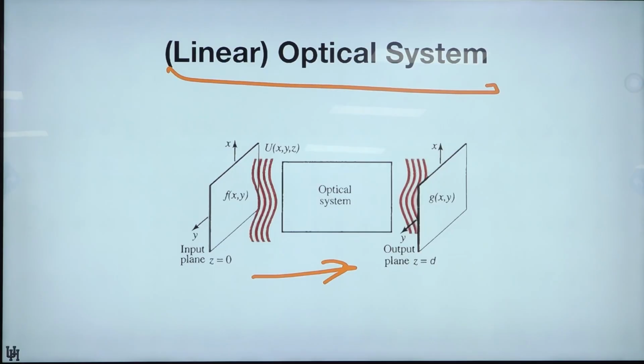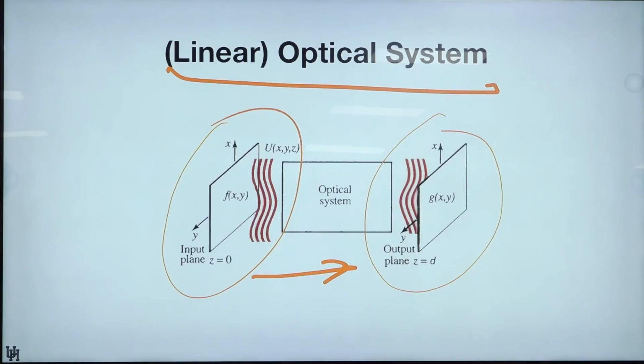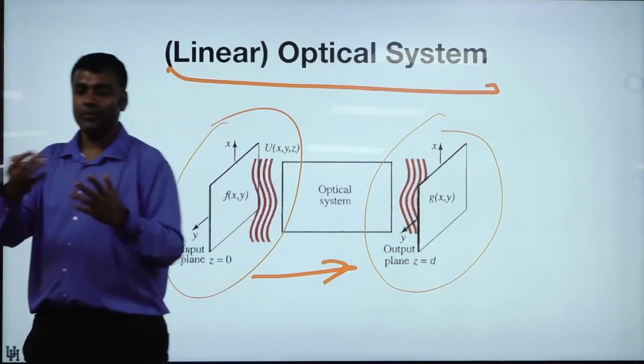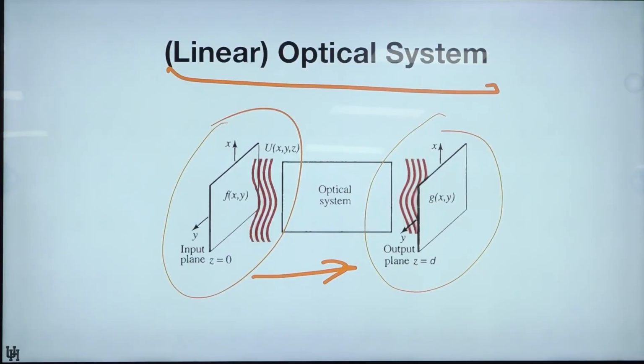Okay? So let's say you have an input wave which has this shape. It goes through an optical system, and you get an output. This is like a signal: a signal is coming in, it goes through a system, and a signal is coming out. So this can be thought of as a linear system. When you studied linear systems, you thought of transfer functions, the impulse response, and convolutions.